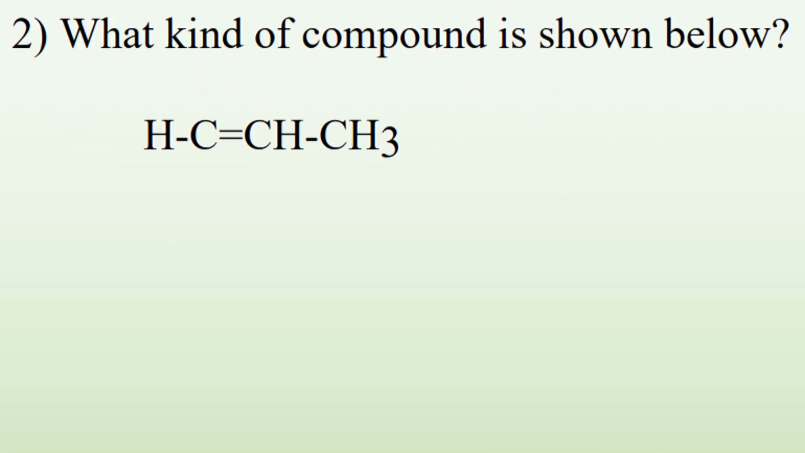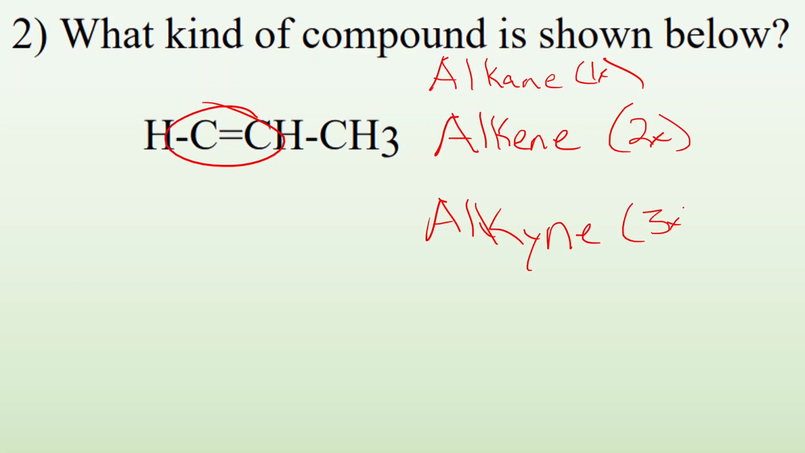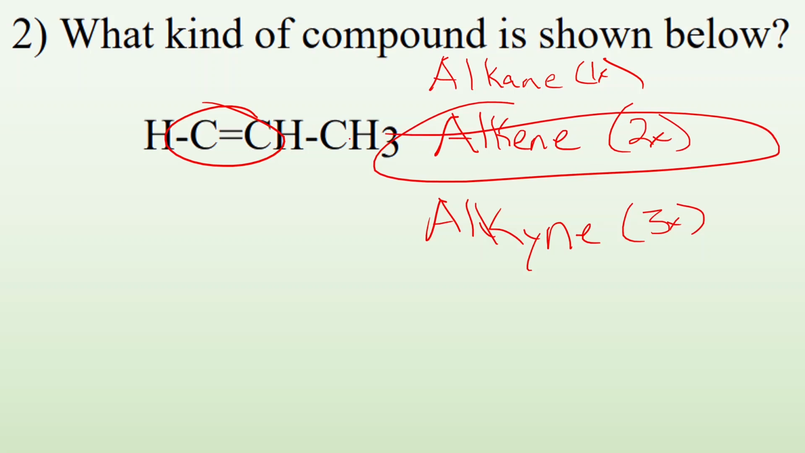All right, number two, what kind of compound is shown below? The thing that should jump out at you is this double bond, right? That means it is an alkene. We have a double bond. If there were only single bonds, it'd be an alkane. And if there was a triple bond, we call that an alkyne, for triple bond. So which one is it? It's the alkene. We have a double bond right there.